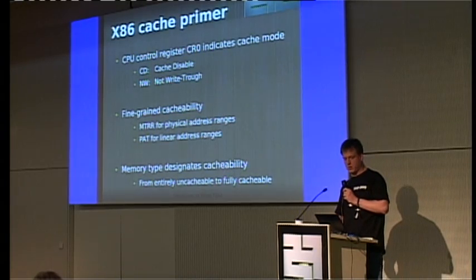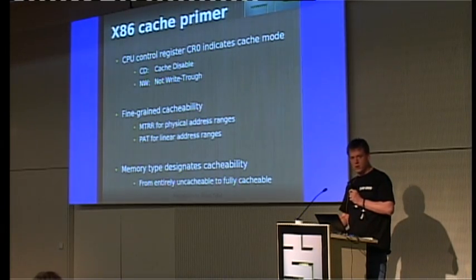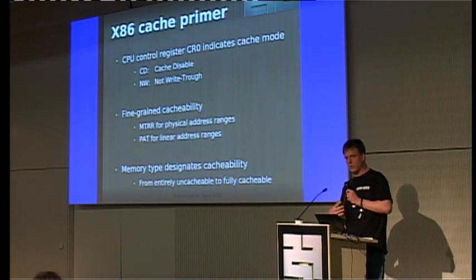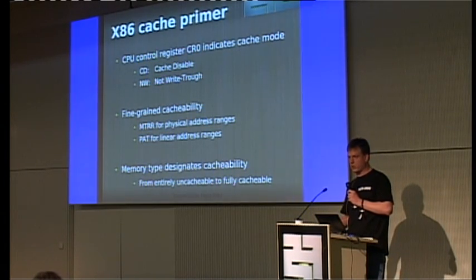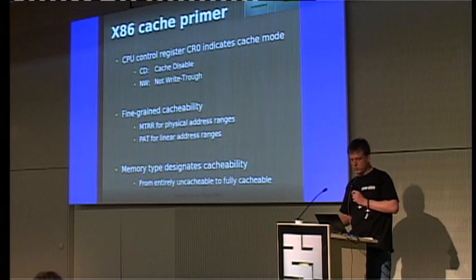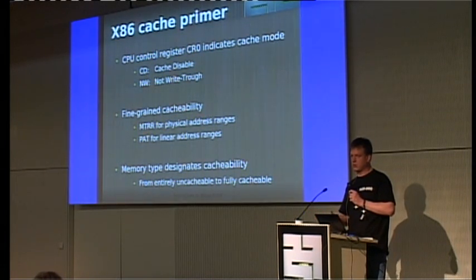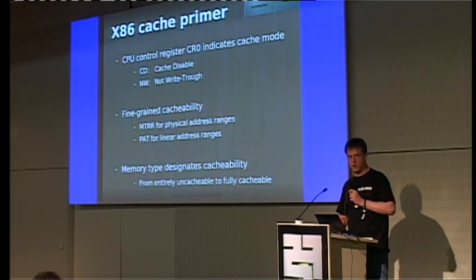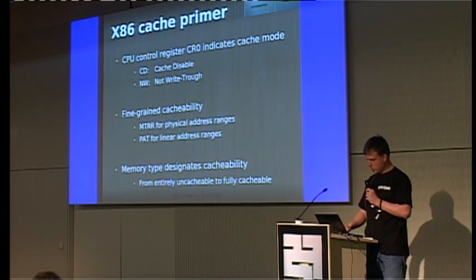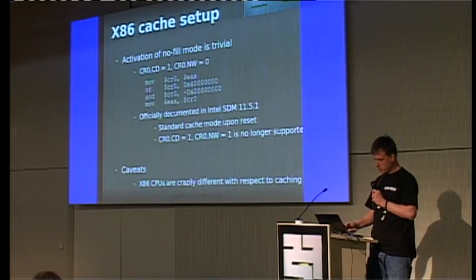And then there are different types of memory with respect to cacheability. These range from entirely uncacheable, meaning any changes to it will immediately get propagated down to memory, to something like fully cacheable, meaning it can be held as long as possible in the cache. And whenever there's a need to push it out into RAM, it'll be done.